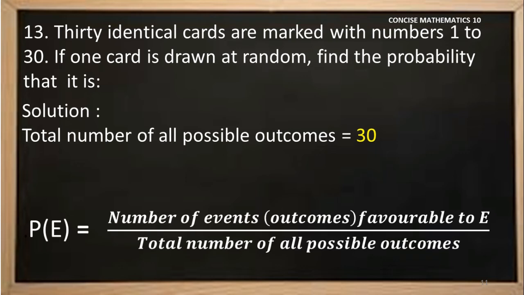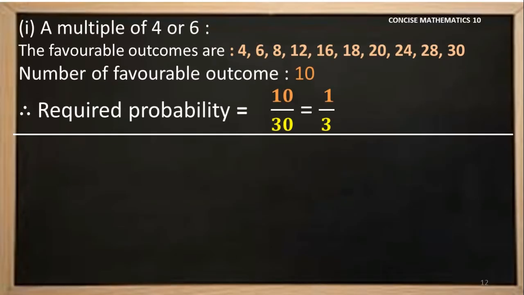The first sub question says find the probability that it is a multiple of 4 or 6. Let us list out, children. 4 1s are 4, 4 2s are 8, 4 3s are 12, 4 4s are 16, 4 5s are 20, 4 6s are 24, 4 7s are 28. So these are all the multiples of 4. Which are the multiples of 6?